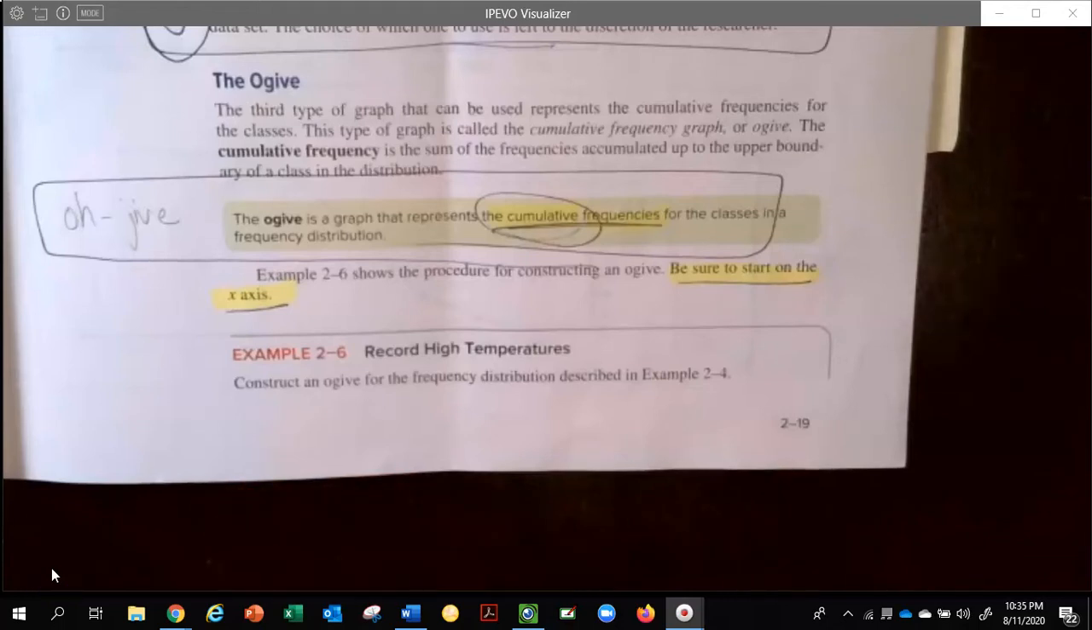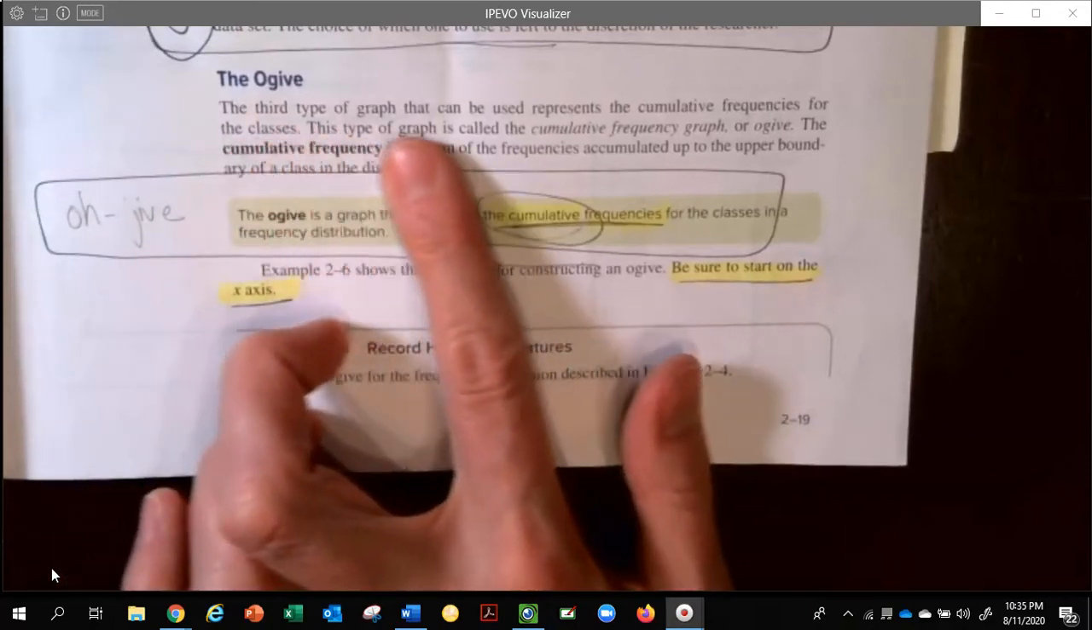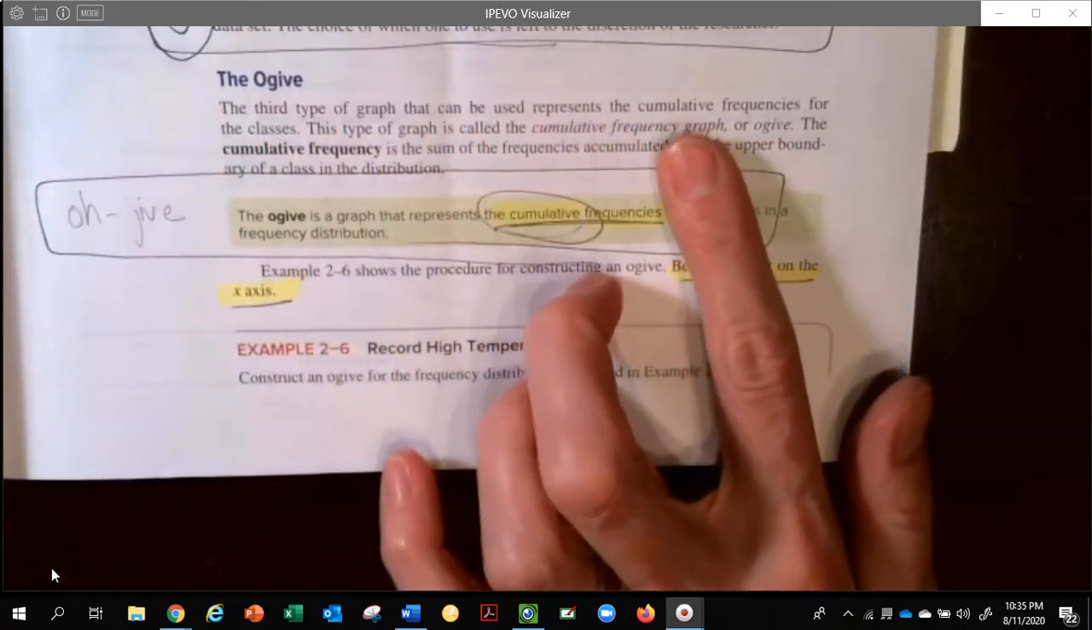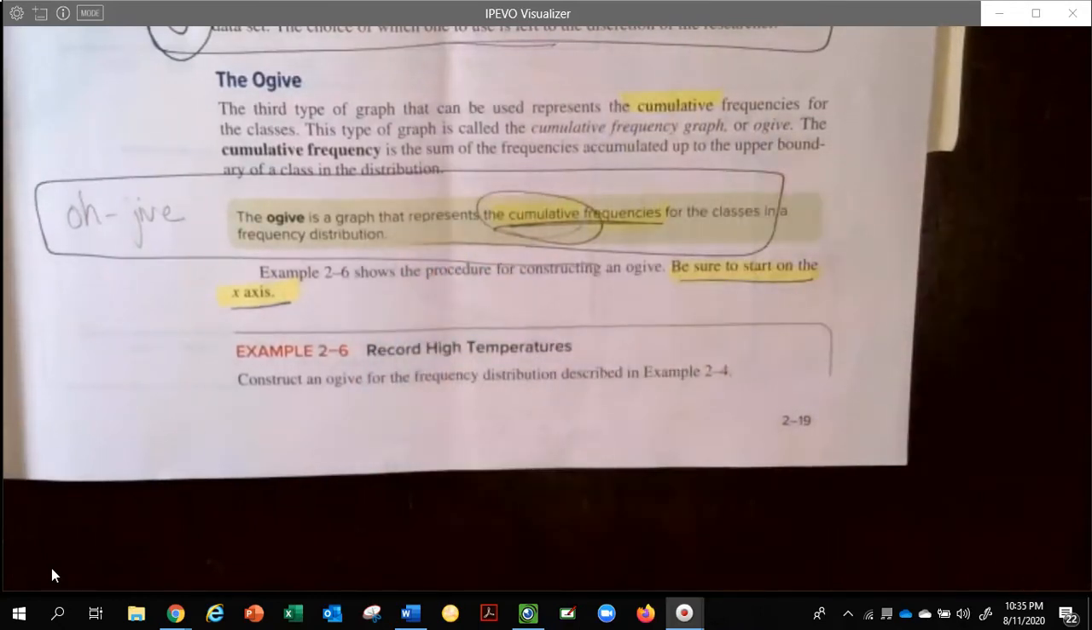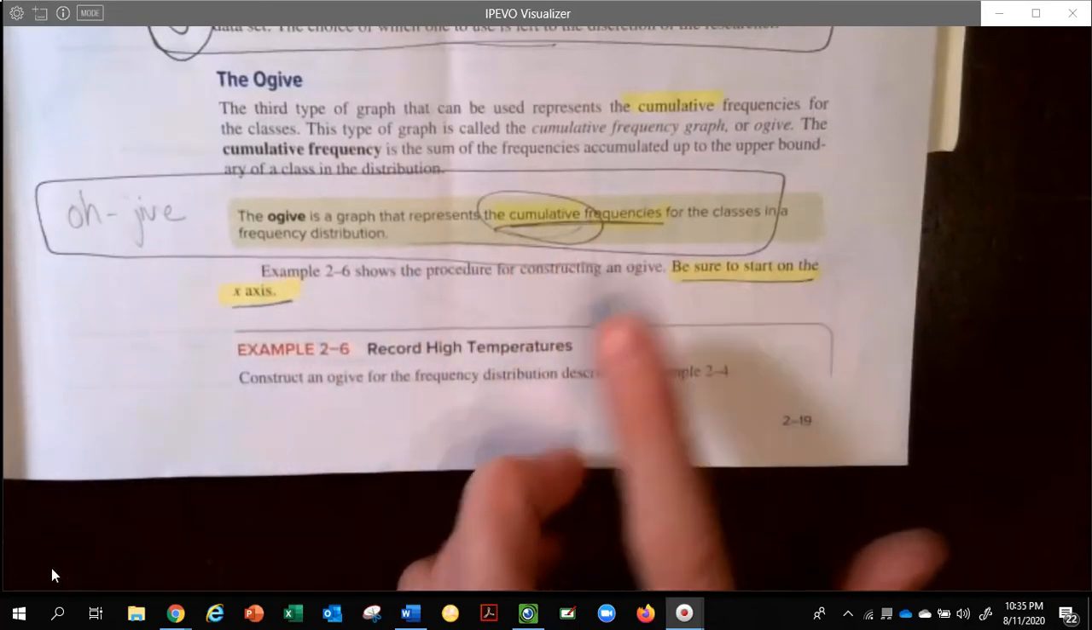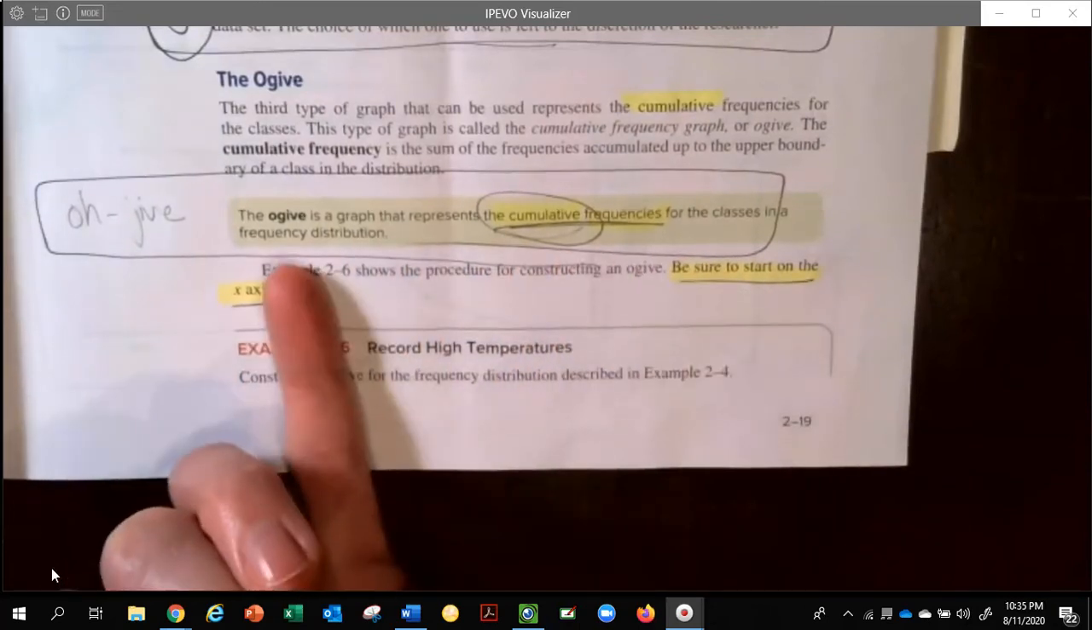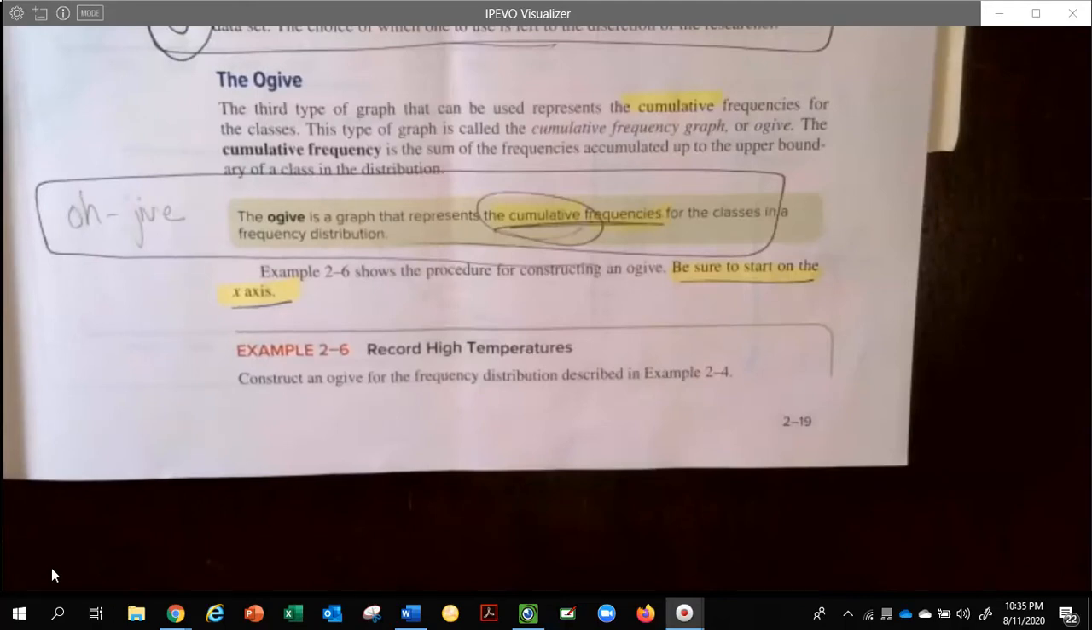This video talks about how to create the ogive. It mentions that the third type of graph is going to represent or have in it cumulative. I know we've already talked about that in another video, but I want to point out here in the definition. Again, this is a great definition to put on an index card or an electronic document or something.